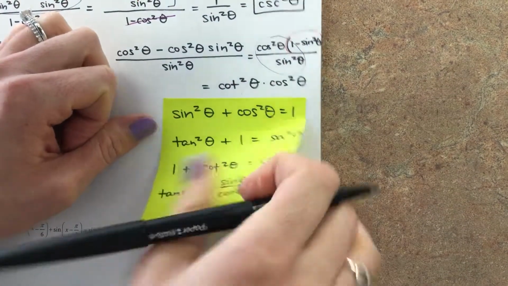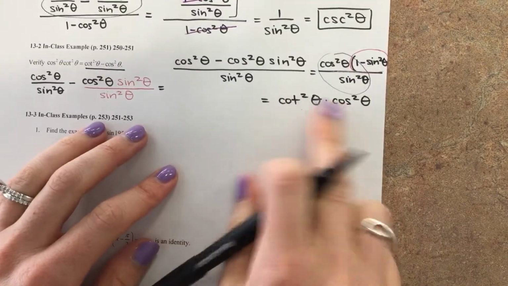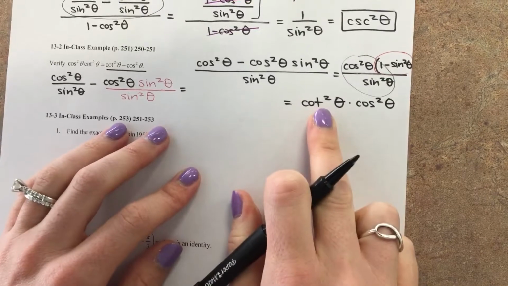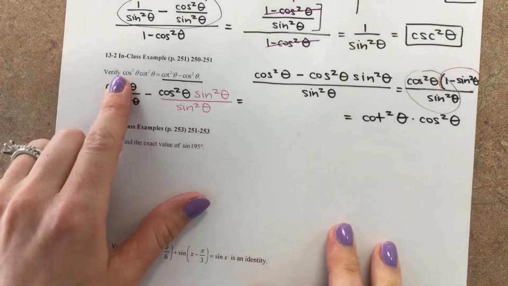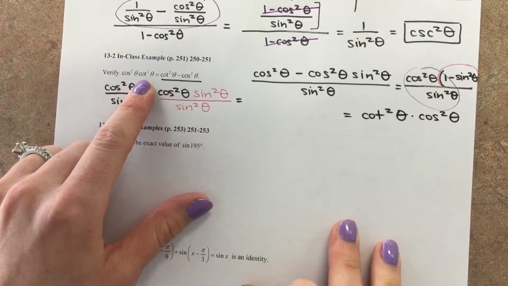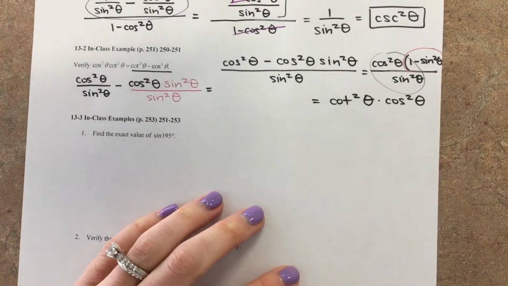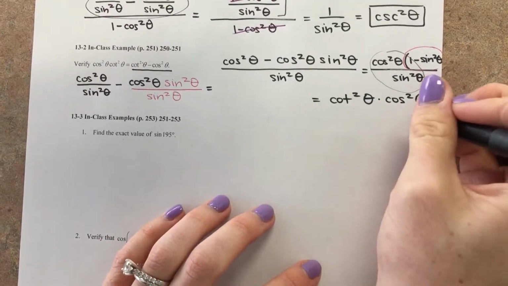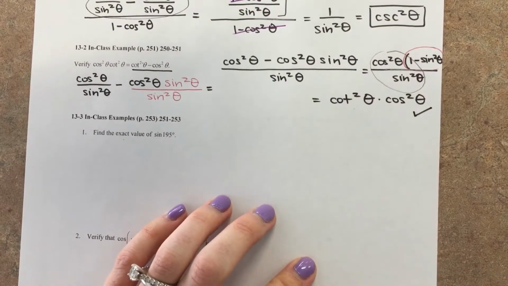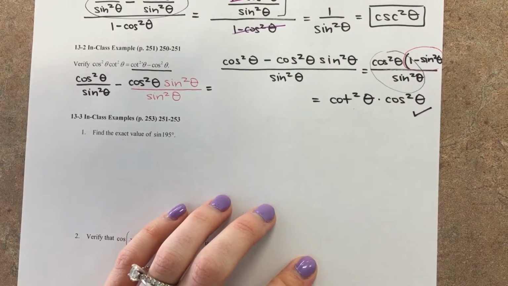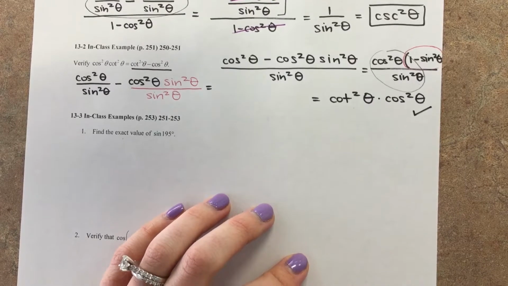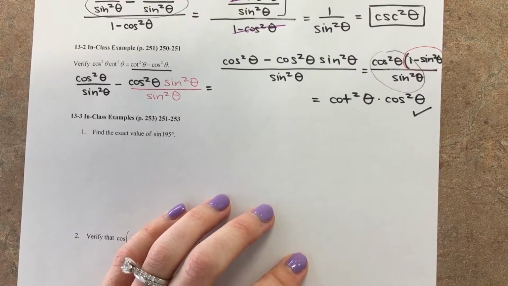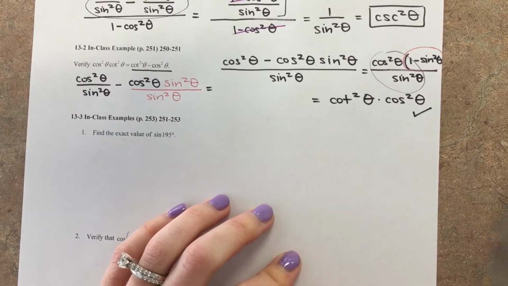So with a little bit of manipulation, and of course multiplication, the order doesn't matter. This is cotangent squared times cosine squared. This says cosine squared times cotangent squared, but those end up being exactly equal. There's really not anything to box in with these verification problems. I just always like to check: yep, we're done, they are equal to each other. So that is your in-class example for today. Again, you have a worksheet that you're going to be working on, and that's going to be due at the end of class.